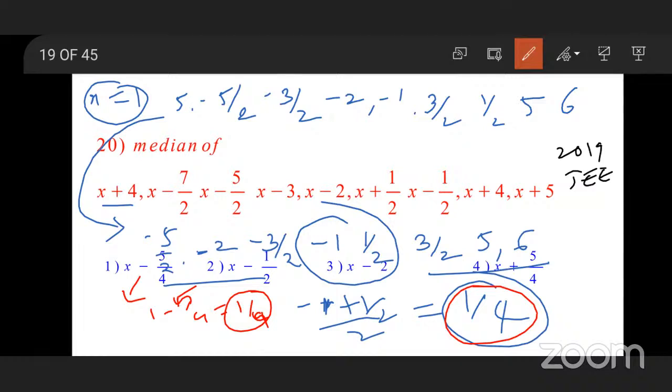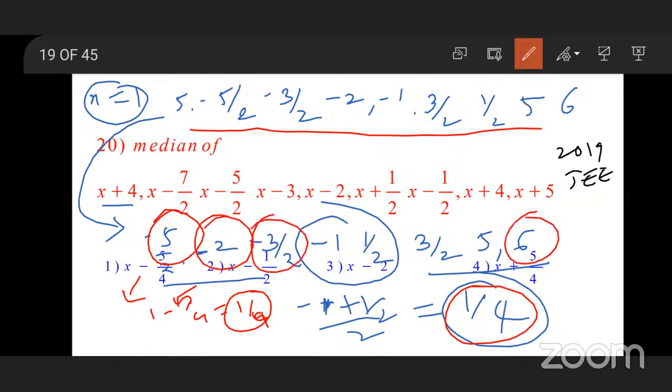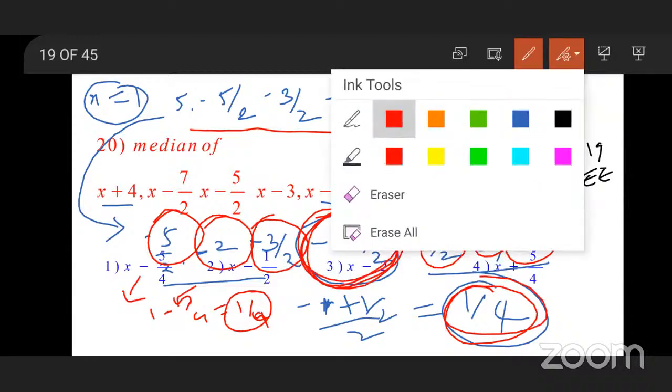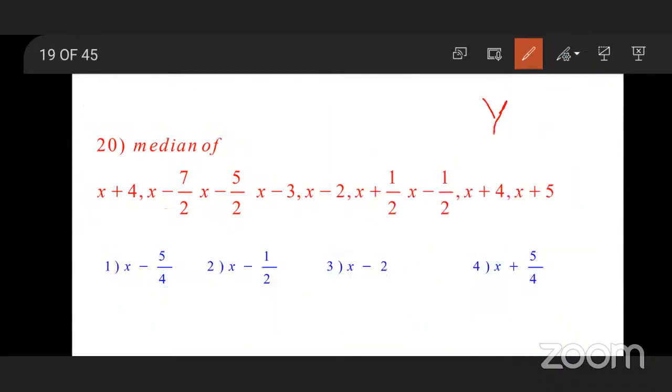Don't do the average of this one indirectly. That's why put x is equal to 1 only. We get numbers. By writing these numbers in ascending order, we get minus 5, minus 2, minus 3 by 2, and so on up to 5, 6. Then what is the average of these two? The average is equal to minus 1 plus 1 by 2. We get 1 by 4 only. In the 4 options, what you want is 1 by 4 only.